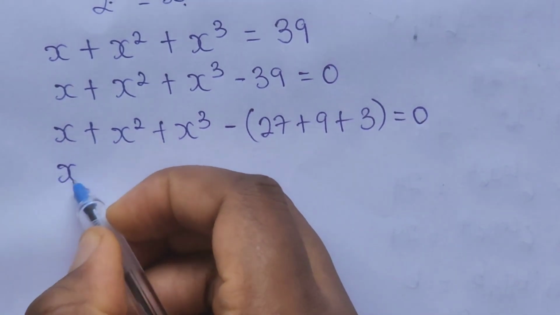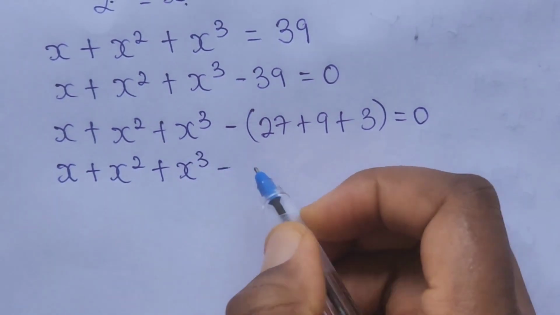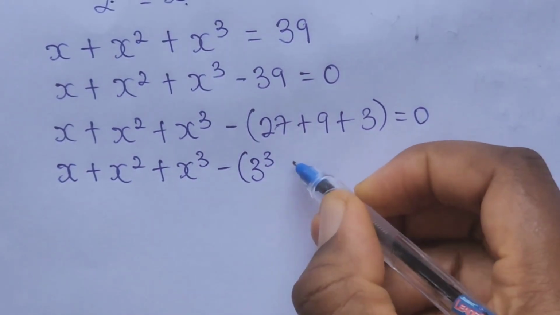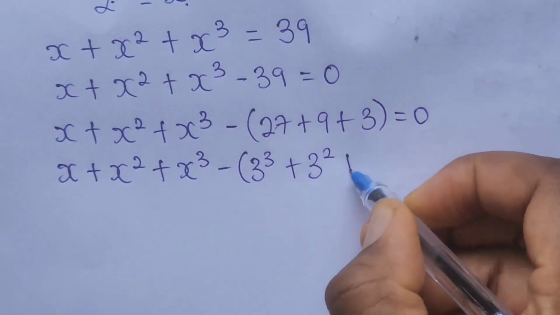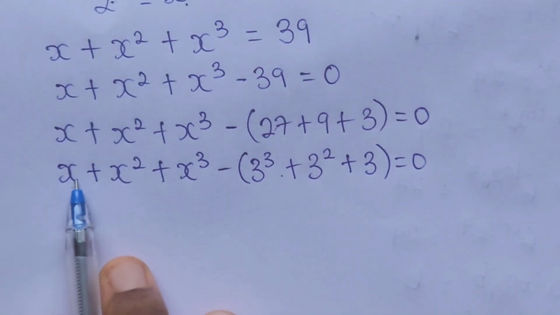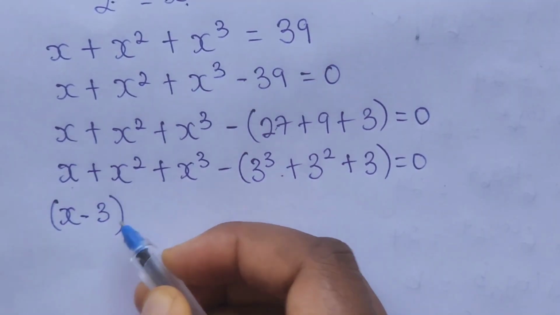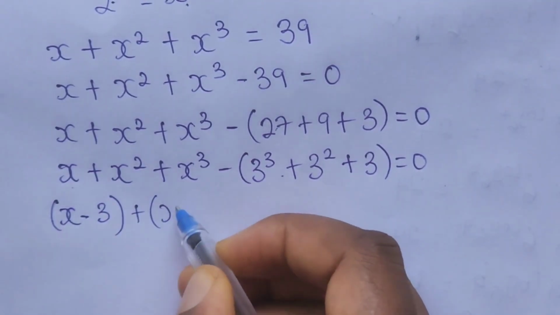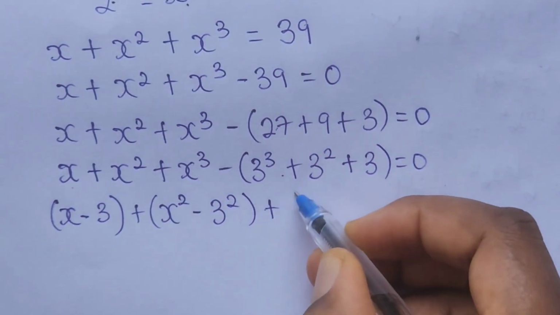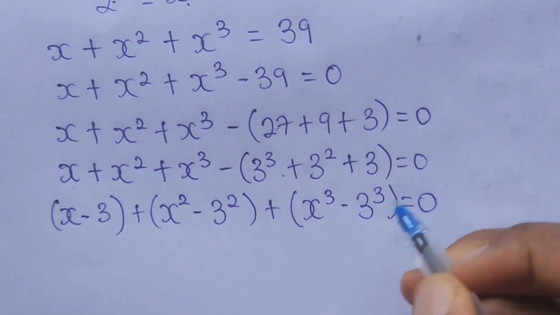So this will give us x plus x squared plus x cubed minus 27 is the same as 3 to the power of 3 plus 3 squared plus 3, all equal to 0. We can merge the values with unique powers together to have x minus 3 plus x squared minus 3 to the power of 2 plus x cubed minus 3 to the power of 3, which is equal to 0.